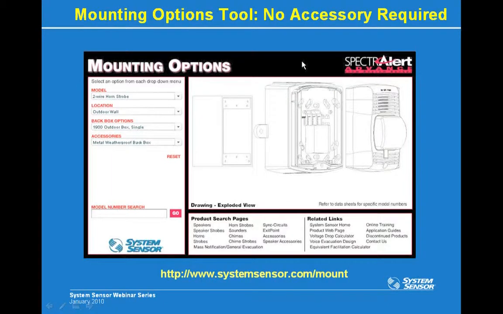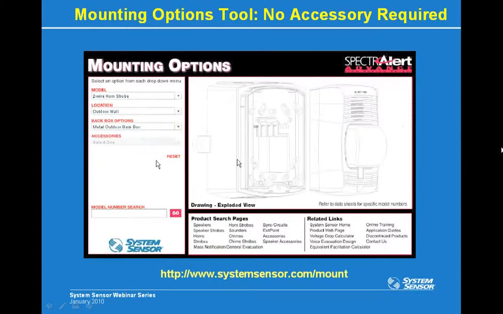So you'll see here, if I go back and choose a different back box, no accessories are available or required with that configuration, and I get back the exploded view drawing once the selection is made. So remember, you can try out the mounting options tool at systemsensor.com, then /mount.